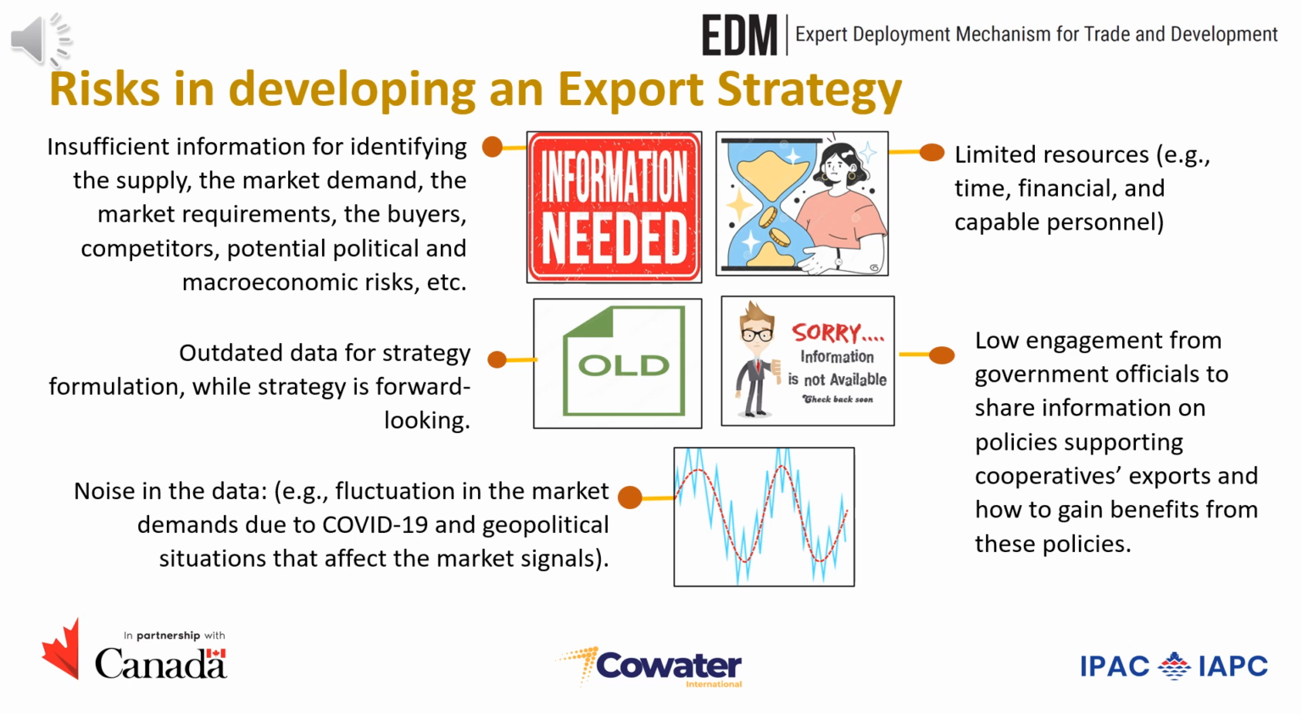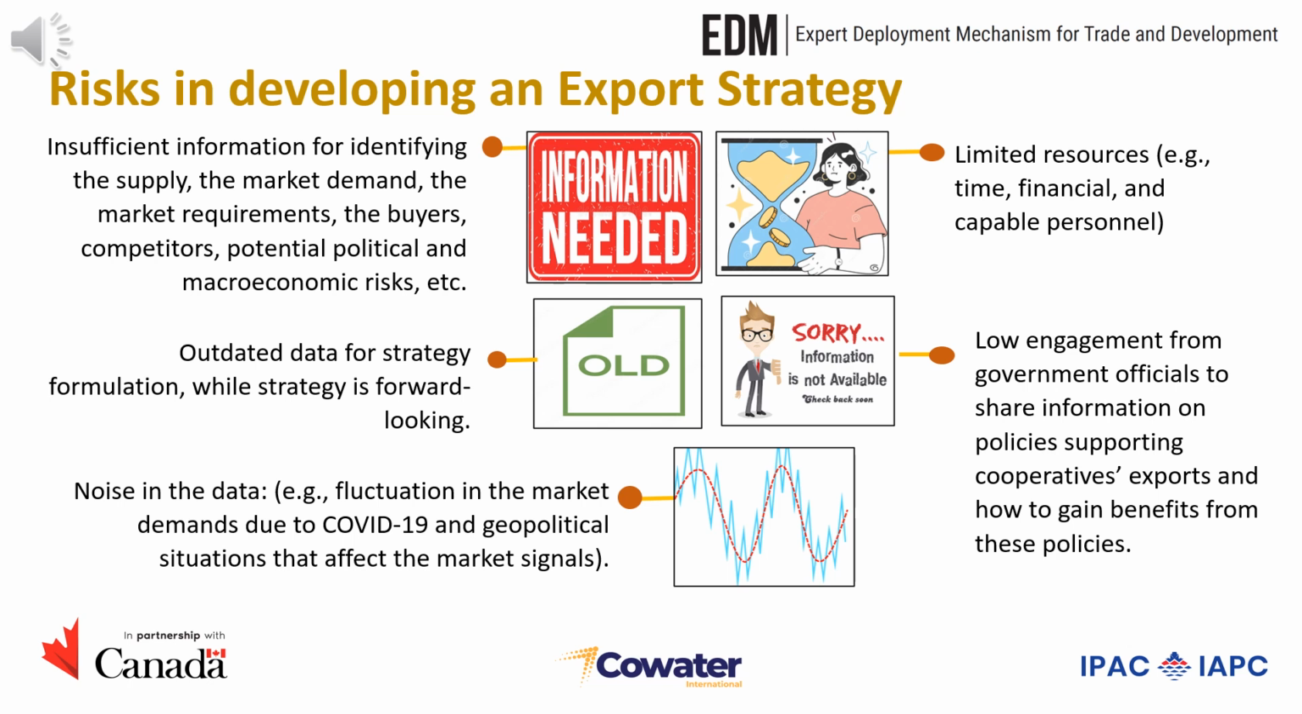The second risk is related to insufficient information. This could be the lack of information from either secondary sources or from the stakeholders for the cooperative to identify supply, market demand, market requirements, buyers, competitors, potential political and macroeconomic risks, etc. There is also a related risk of outdated data for strategy formulation, while strategy is forward-looking.